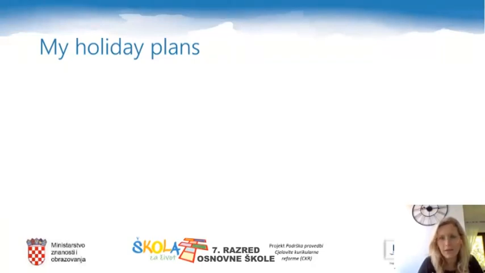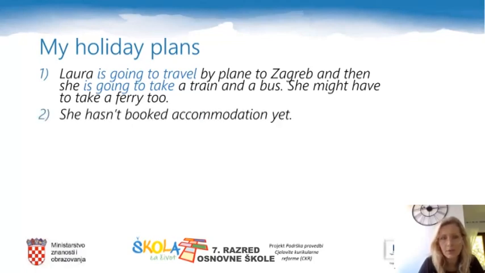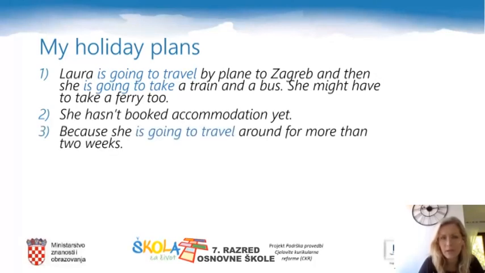Let's take a look at the answers. So the first question was, how is Laura going to get to Croatia? Laura is going to travel by plane to Zagreb, and then she's going to take a train and a bus. She might have to take a ferry too. Where is she going to stay? She hasn't booked accommodation yet. Why is her budget not going to be enough? Because she's going to travel around for more than 2 weeks.